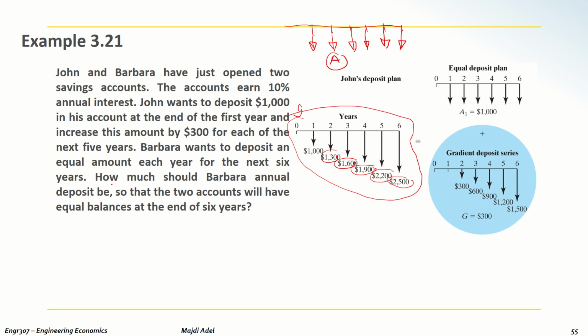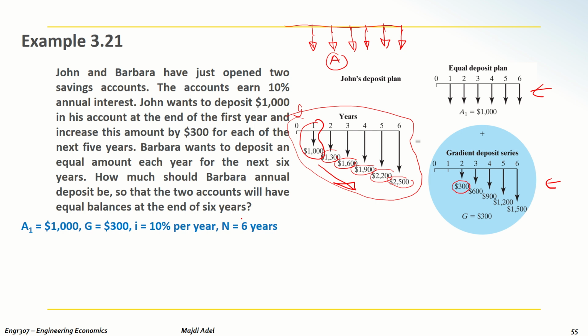So this type of cash flow is increasing cash flow. It's true that it's in negative, but it is increasing. 1,000 is becoming $2,500. So we are going to split it to two cash flows, uniform and a gradient. The annuity of the uniform is the same as A1, $1,000. The gradient part is $300.